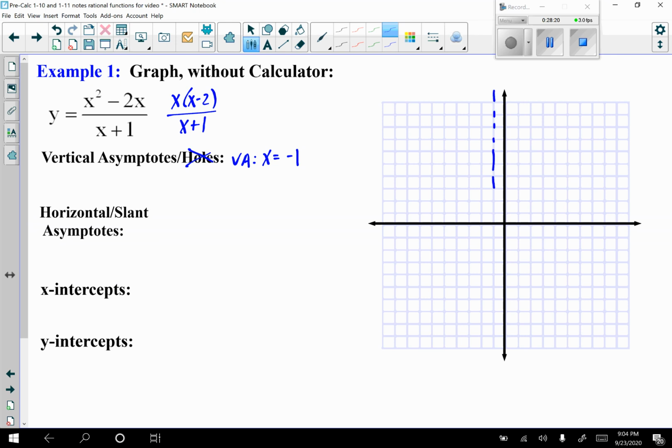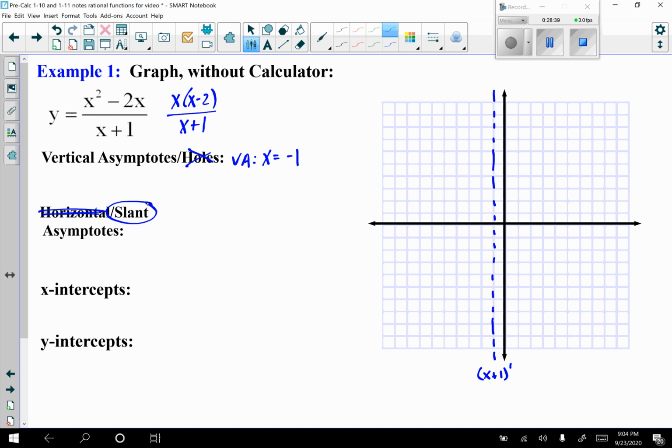There is our horizontal. That's an x plus 1 to the first power. That means different sides on there. All right, the horizontal or slant: squared on top, first power on the bottom. That means bigger on the top, slant asymptote.